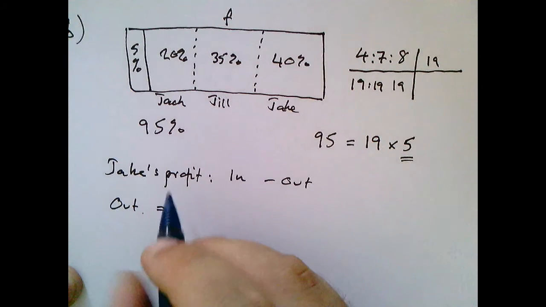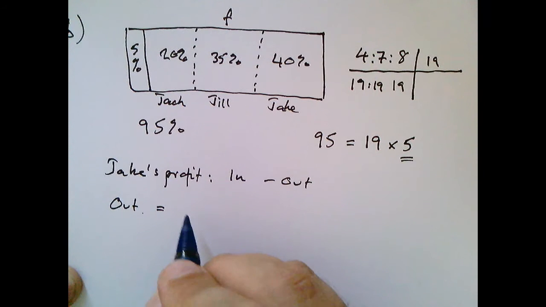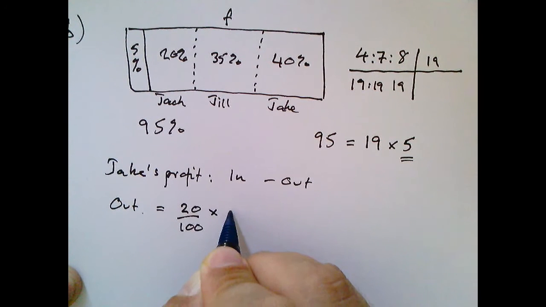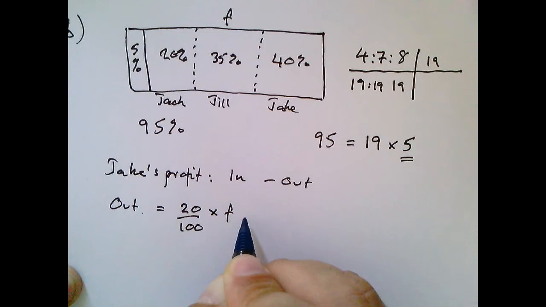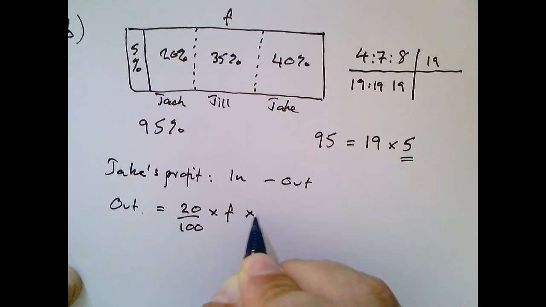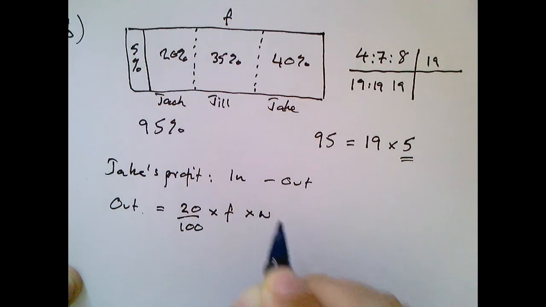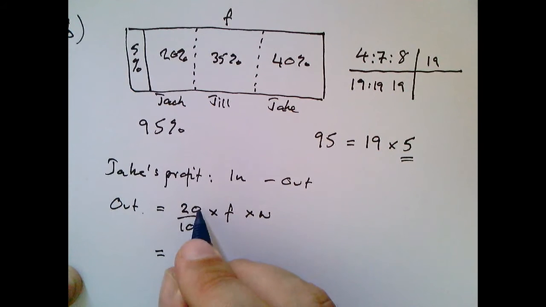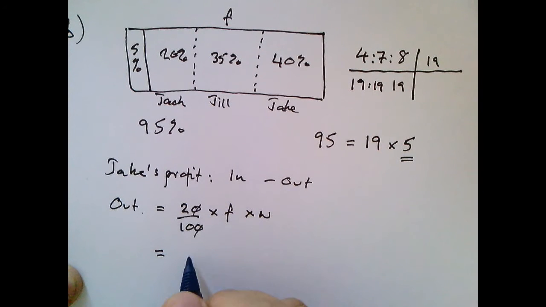We have Jake has 20% of F kilos, and he's going to pay W pounds for each of those. Okay, which is, cancel those out, which is FW over 5.